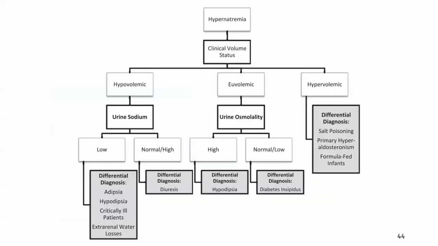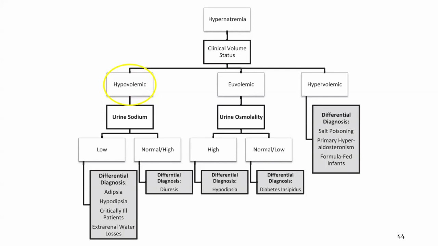All right, so again we have our flow chart, but it's a bit less convoluted than the hyponatremia one. So we'll look at the volume status. We'll start with the hypovolemias. So the hypovolemic patients, these are usually causes that are related to excess loss of water, and the hypervolemic conditions are usually related to excess salt.